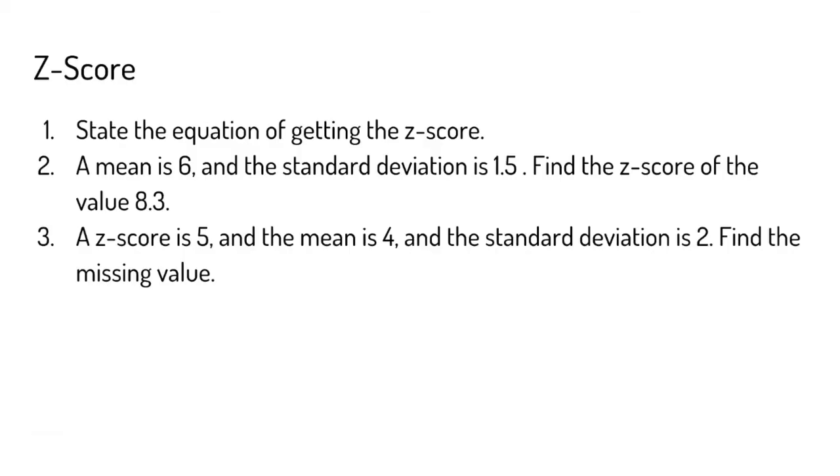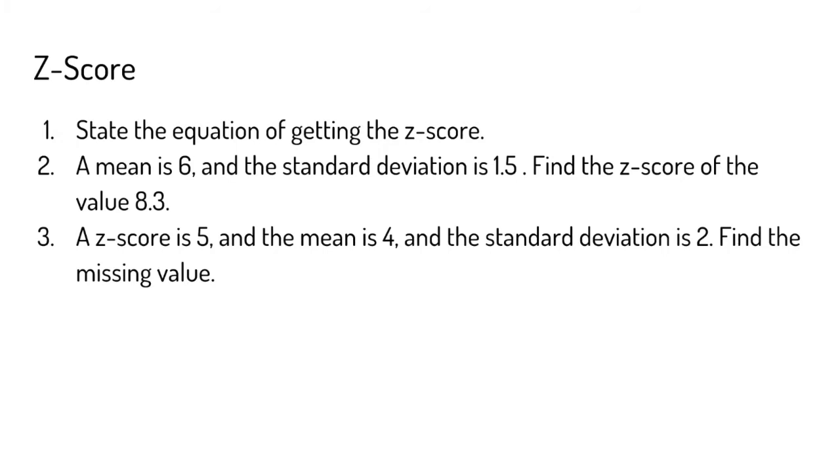Next question, the z-score. The first question says state the equation for getting the z-score. The second question says a mean is 6 and the standard deviation is 1.5. Find the z-score of the value 8.3. And the third question looks similar to the second. A z-score is 5, the mean is 4, and the standard deviation is 2. Find the missing value. So questions 2 and 3 are basically similar. They just have different missing values.